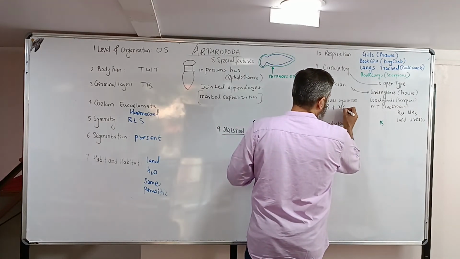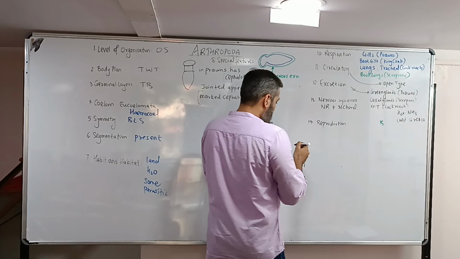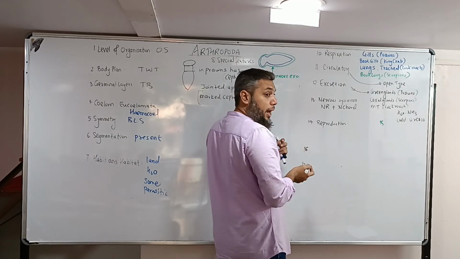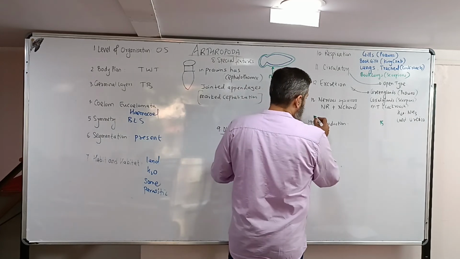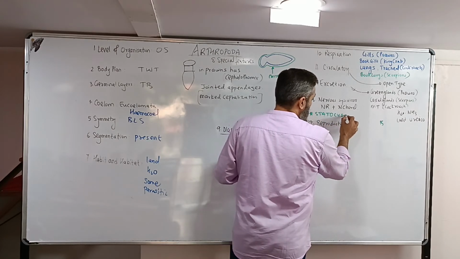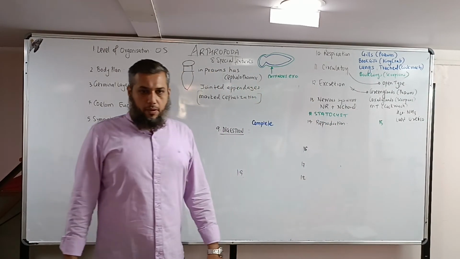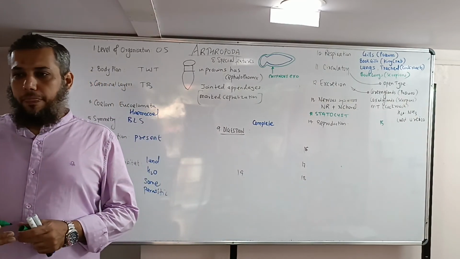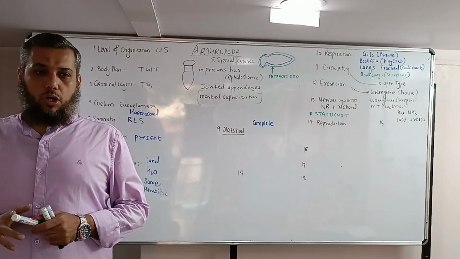They show the presence of a nerve ring and a nerve cord. Do they have sense organs? Yes. You remember antennae, eyes? I'll tell you one more now. They also have a sense organ called statocyst. The statocyst helps to balance the body.